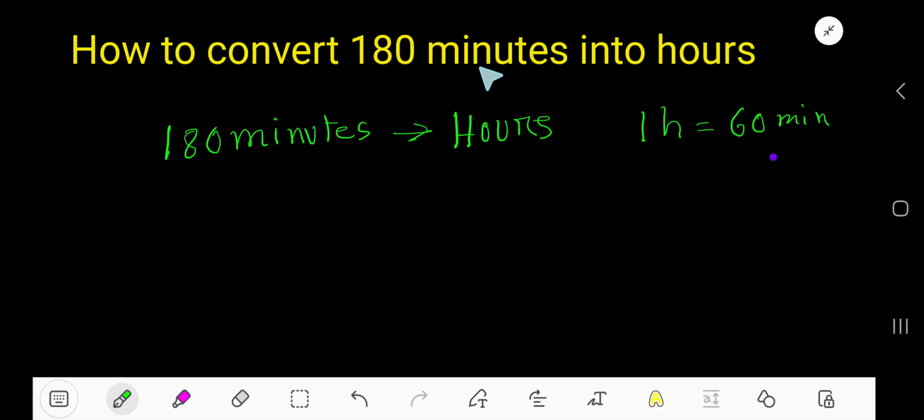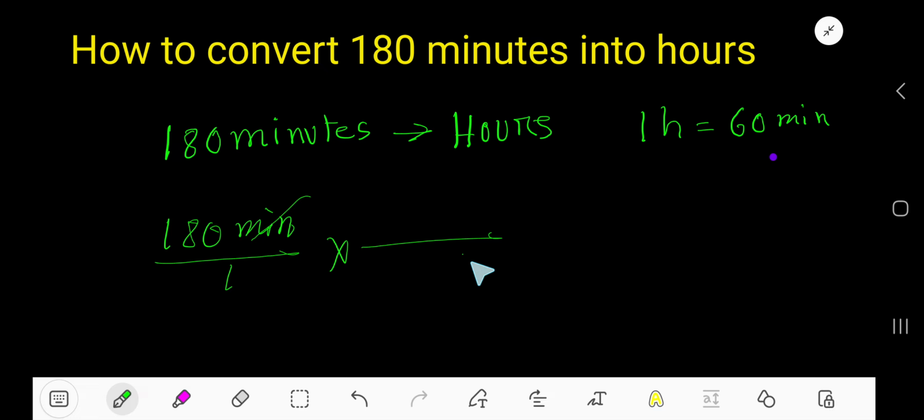How to convert minutes to hours, specifically how to convert 180 minutes to hours. Let me write the information given: 180 minutes, like this. We would like to cancel this minute, so the minute related side from this conversion equation will come at the bottom.